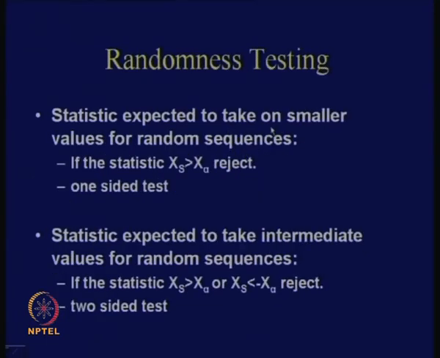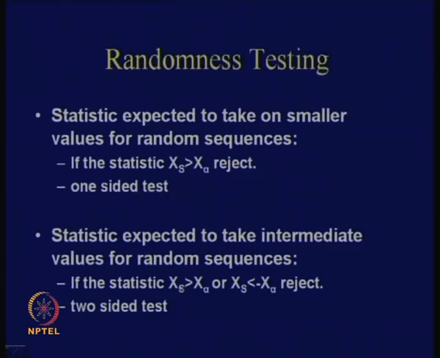is expected to, suppose there can be two cases. The statistic is expected to take on smaller values. This can happen, for example, if I say the difference of the number of zeros and ones, that statistic was supposed to take a very small value. In that case, if the statistic exceeds, that is my computed value of the statistic is greater than x alpha, then I reject that. So this is sometimes called a one-sided test.